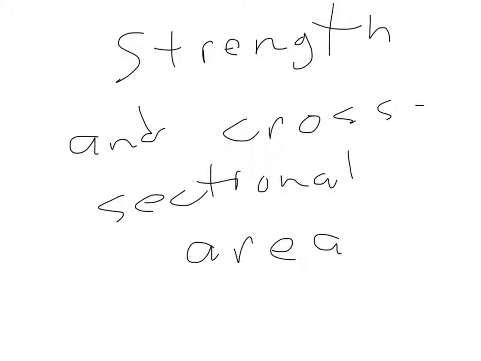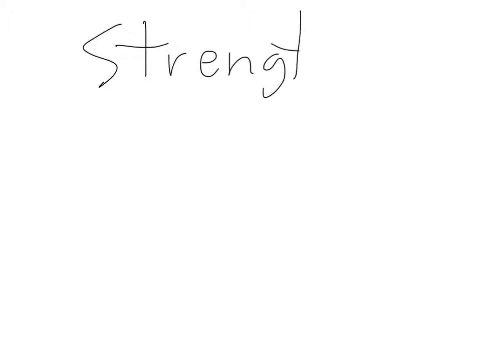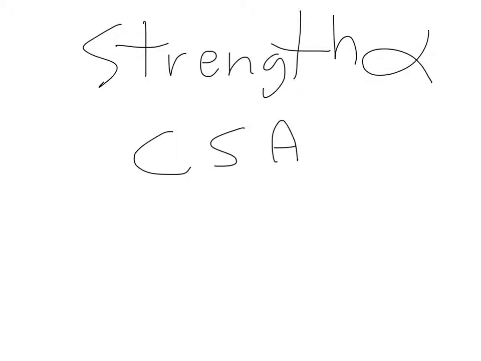So basically what you need to remember is that the strength is proportional, we use this symbol for proportionality, to the cross-sectional area, which I'll abbreviate CSA. So what that means is that if the strength doubles, then the cross-sectional area doubles. If the strength triples, then the cross-sectional area also will have to triple, assuming nothing else changes. If the cross-sectional area decreases by a factor of 2, so will the strength. So that's what's meant by proportionality.